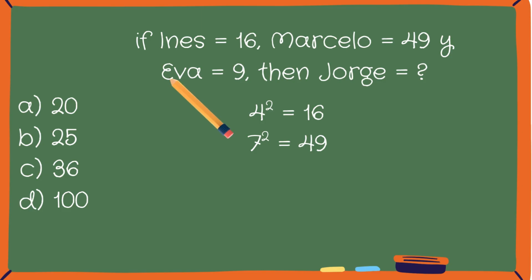Eva. Eva has 3 letters. 3 squared is 9. So we have discovered the rule of formation. Good. We're doing very well. Then it says Jorge. What will it be equal to? Well, what do we have to do? Here we have to count the number of letters in the word Jorge. 1, 2, 3, 4, 5. Jorge has 5 letters. So the number that has to go here is 5 squared. And what is 5 squared? 25. Answer, letter B.